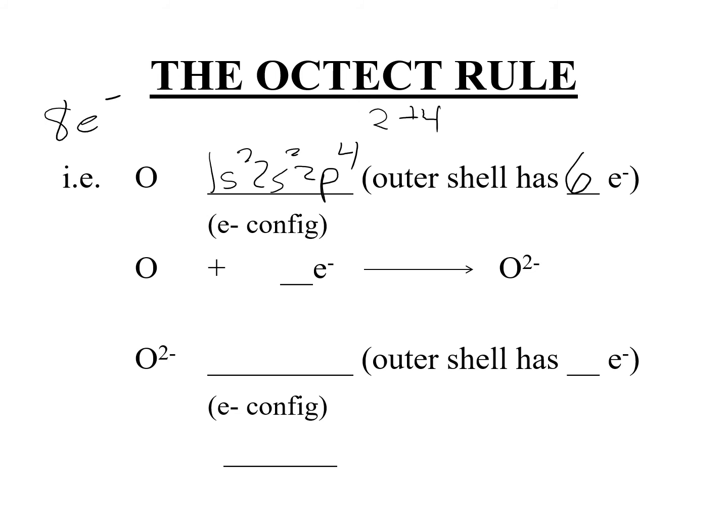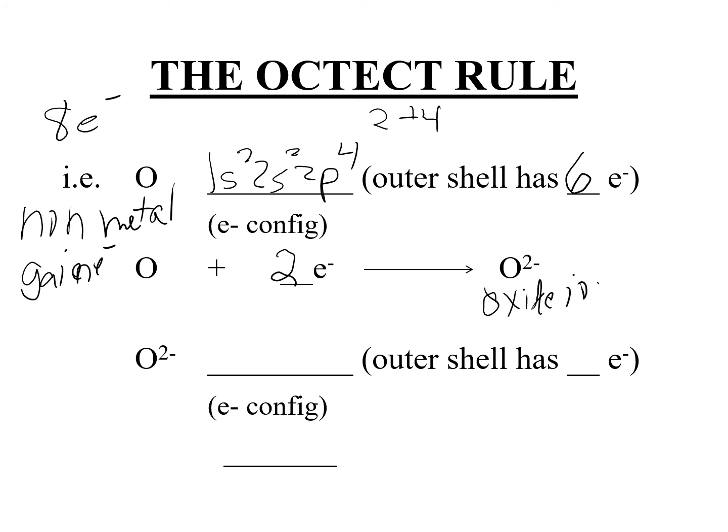So oxygen is a nonmetal, and we said nonmetals are going to gain electrons. And how many electrons is oxygen going to gain? Well, based on the octet rule, it wants to have 8 electrons in its outermost shell. So oxygen is going to gain 2 electrons. So the octet rule helps us predict the charge that's going to be formed. We have O2 minus, which is called oxide ion.